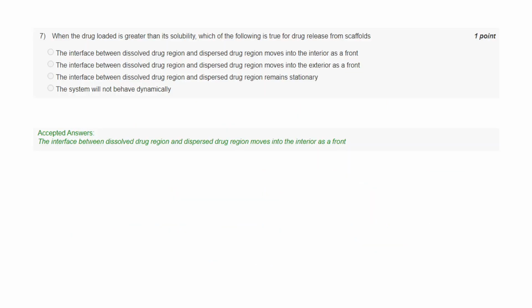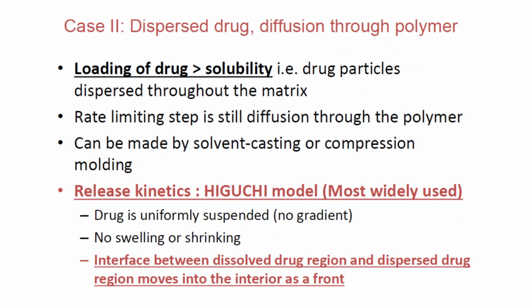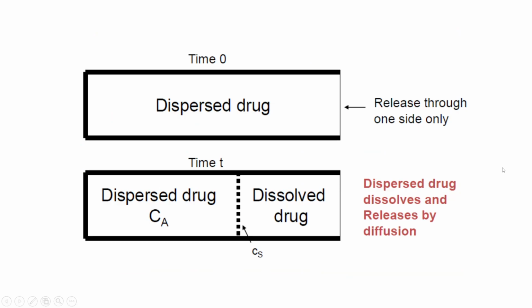Now, the question is asking us, when the drug loaded is greater than its solubility, that means it's in a dispersed condition. What happens to this interface? So this is case 2 we are dealing with, where your loading of the drug is higher than its solubility. To study the kinetics of how the drug is released, we have something known as the Higuchi model, where we assume that the drug is uniformly suspended, there's no gradient, there's no swelling or shrinking of this material, and it looks like something like this.